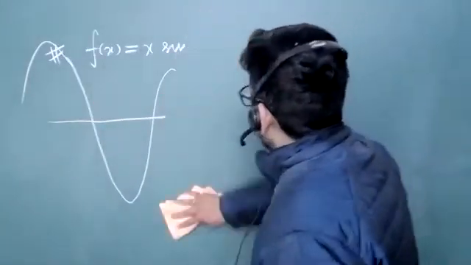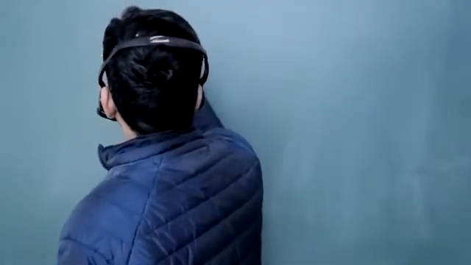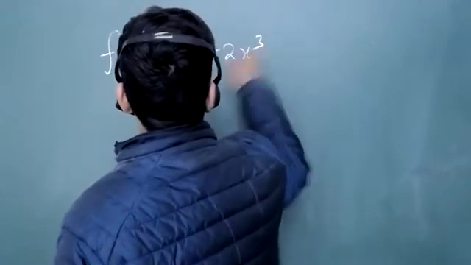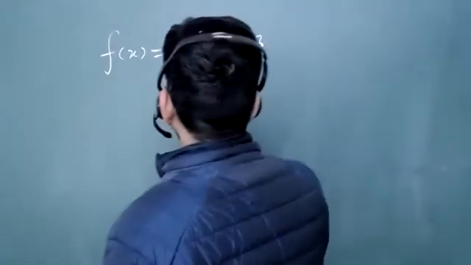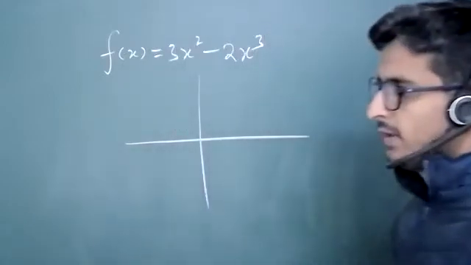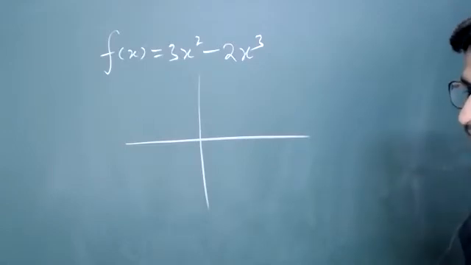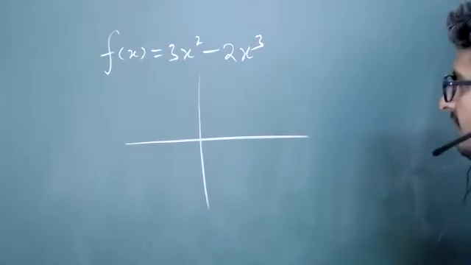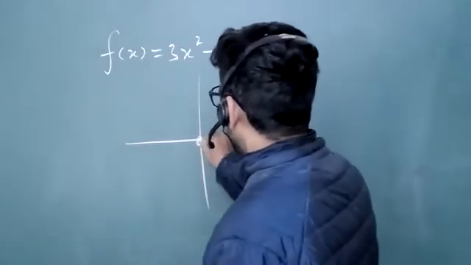Let me give you one more to plot. Suppose the graph is f(x) is equal to 3x square minus 2x cube. So how we will plot it? What will be the symmetry of this graph? Neither even nor odd. So it will have no symmetry, like even and odd symmetry will not be there. It will start from x is equal to 0, right?